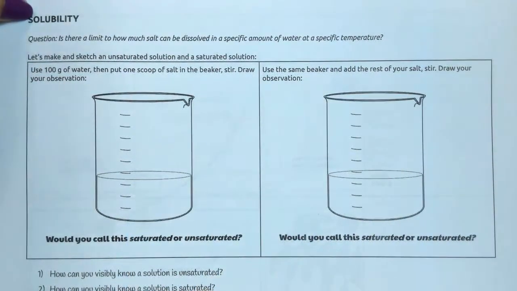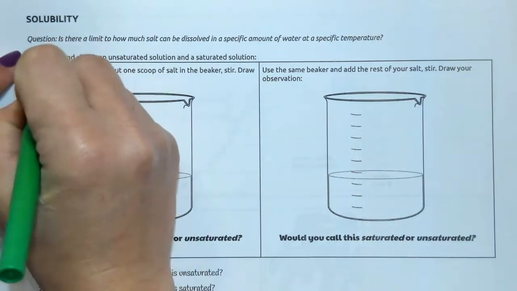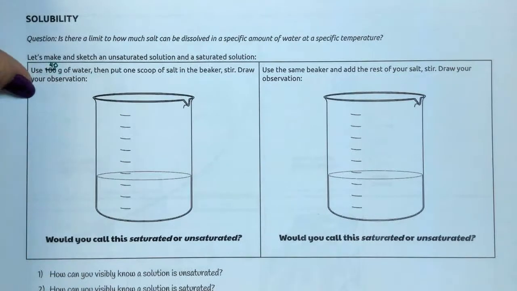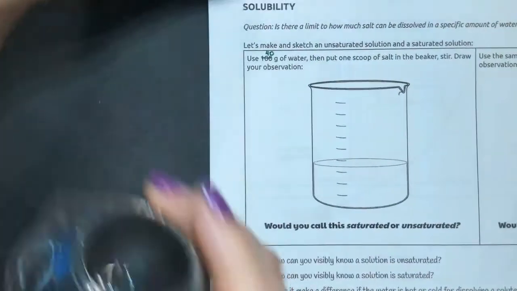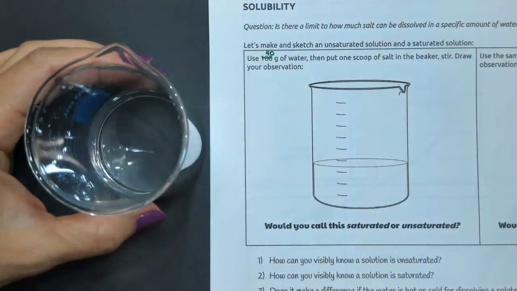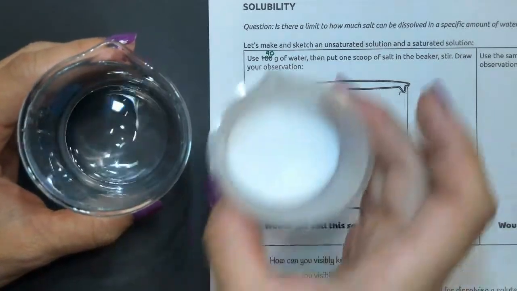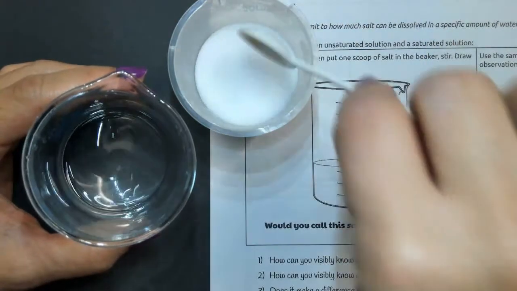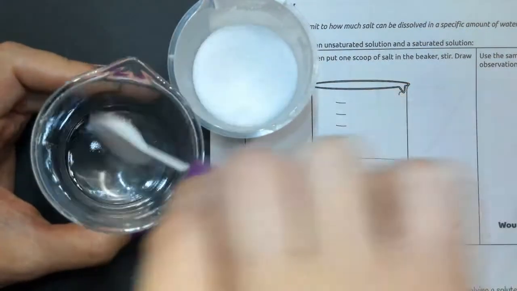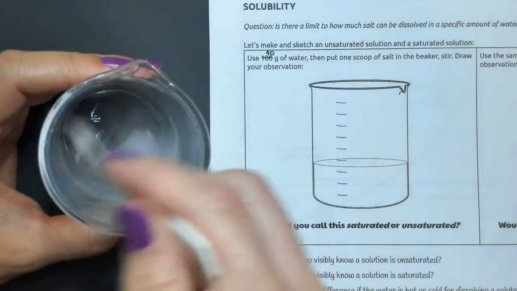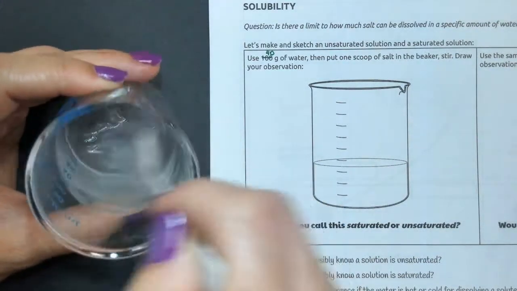First, we're going to take a little beaker, and I've changed it from 100 to 40 grams of water. So here is my beaker with 40 grams of water. And I'm going to add one little scoop of some salt into my beaker. And now I'm going to stir it until everything has dissolved.